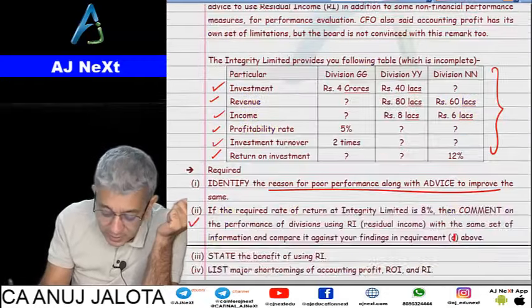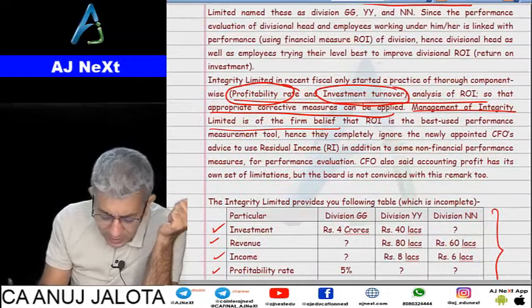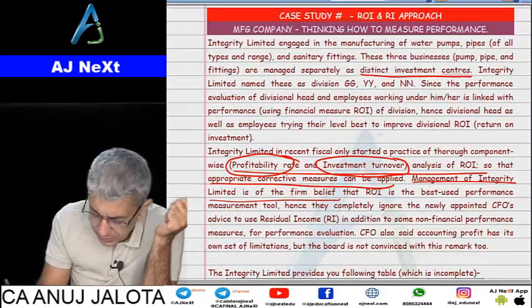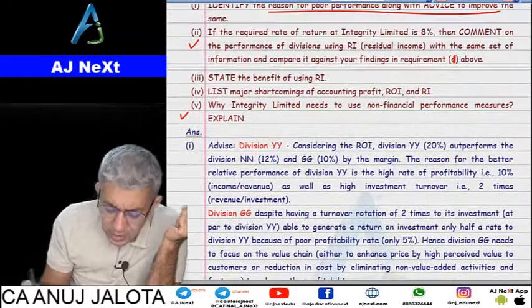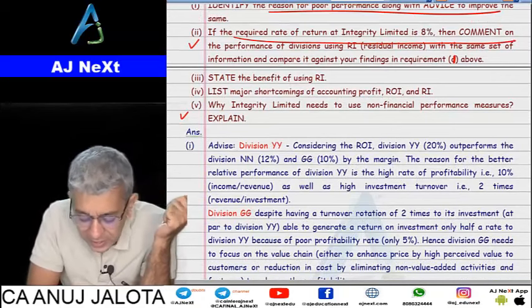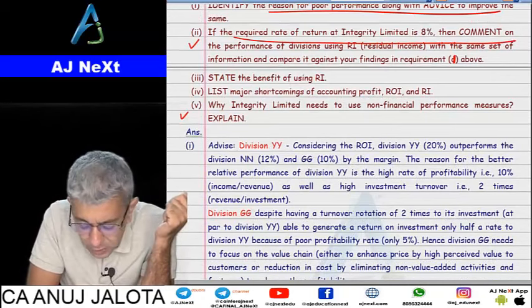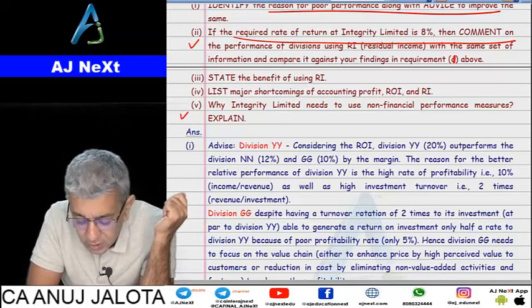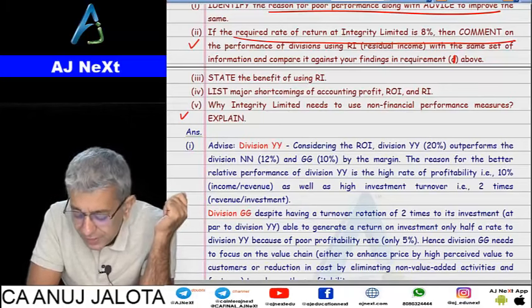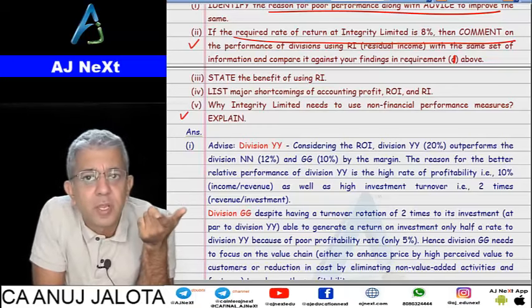That is part first, then part second over here. Part second is all about: if the required rate of return is 8%, comment on the performance using the RI approach, with the same set of information, and compare it with your findings in part one above. Let's start computing your RI.